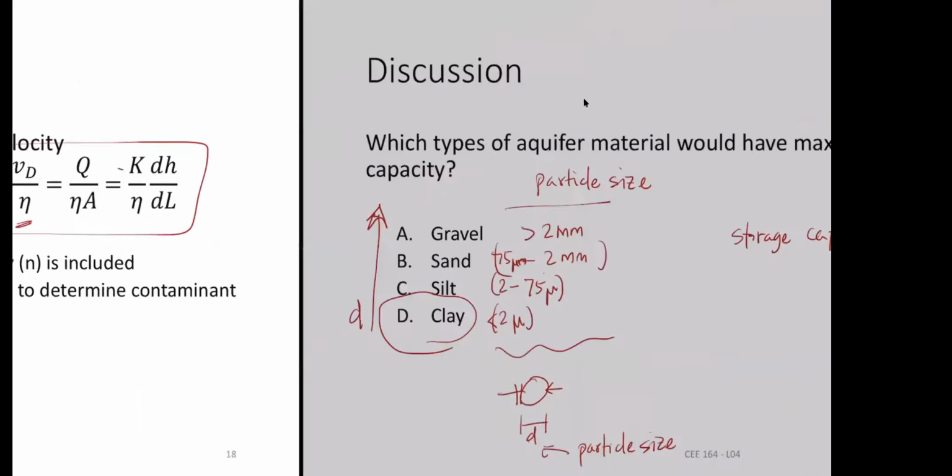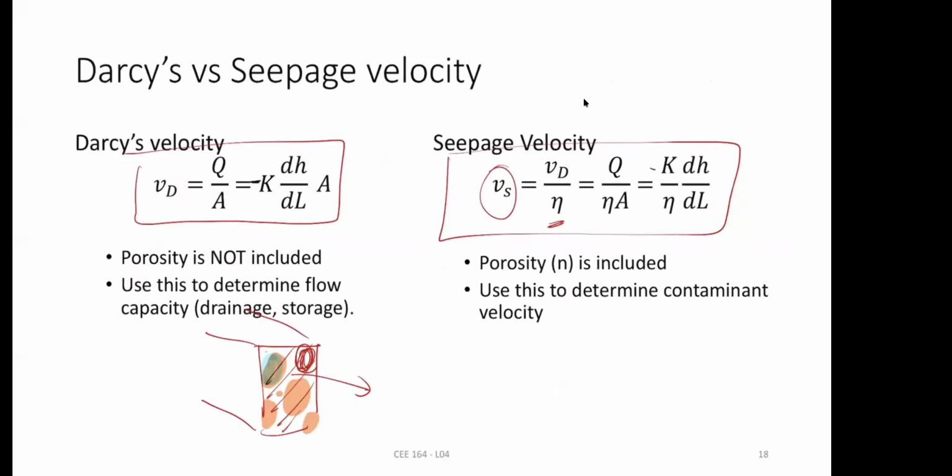Professor, is there a mistake on slide 18? What's that? For your Darcy velocity on slide 18. I guess the A shouldn't be there. This is Darcy's velocity. Yeah, there shouldn't be an A, because then that would be for your Q. It should just be K dH over dL, right? Oh, you're right. That's the typo there. Yes, right.